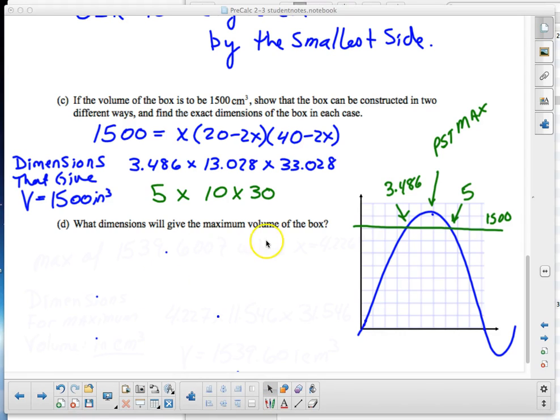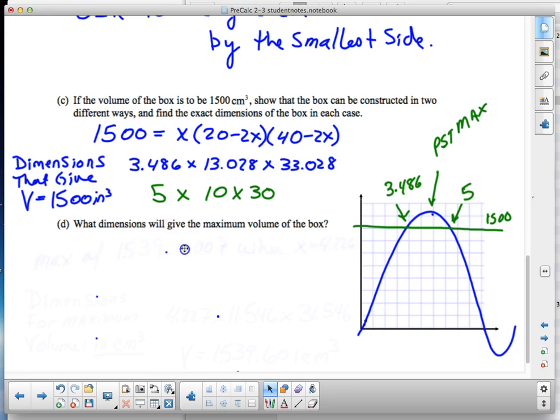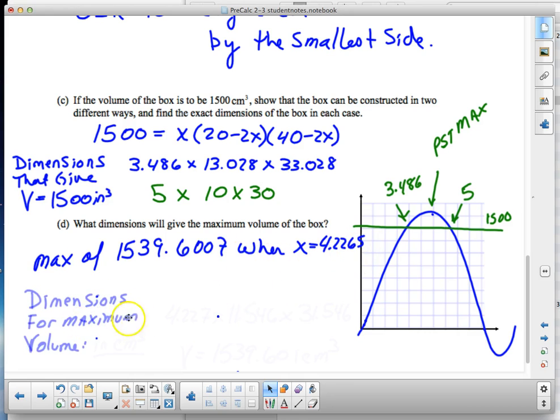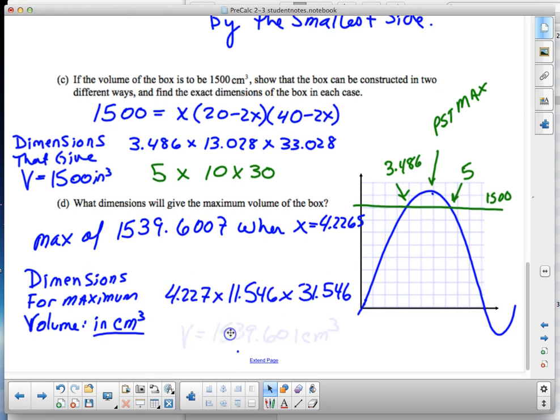Now, what dimension will give the maximum volume of the box? The dimension that will give you max volume is the relative max. So we're going to look at that, and the max of it will be 1539.6007 centimeters cubed when x is 4.2265. So these are the dimensions for maximum volume, and this is what we've got.